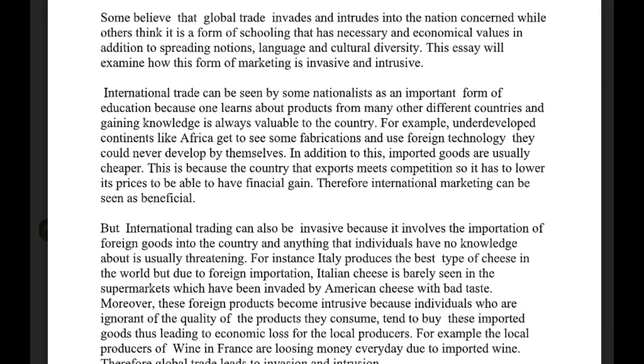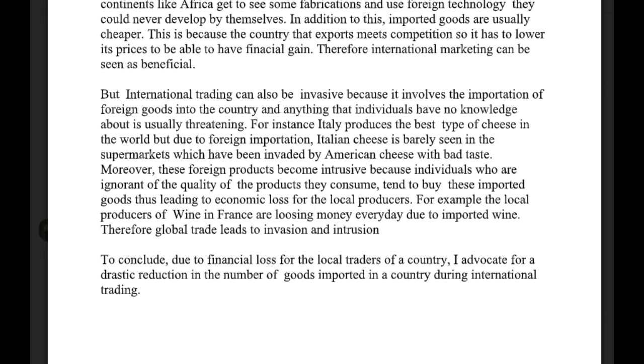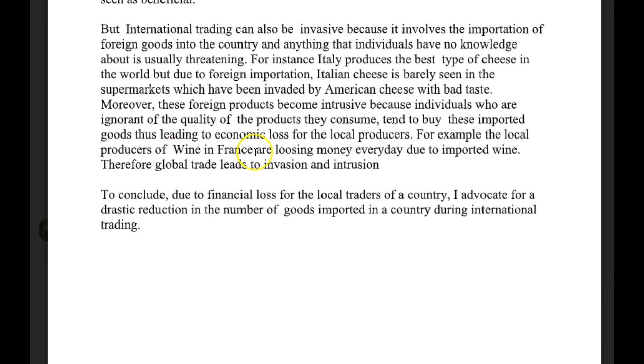For example, the local producers of wine in France," you don't have to capitalize wine, "are losing money every day due to imported wine. Therefore, global trade leads to invasion and intrusion." Full stop here. Now, let's talk about the problem here.